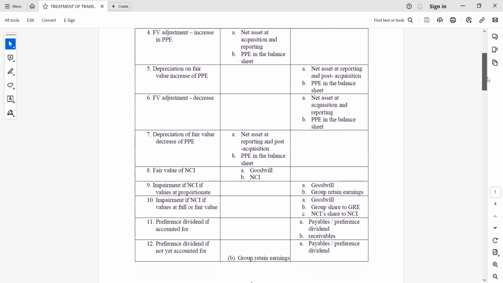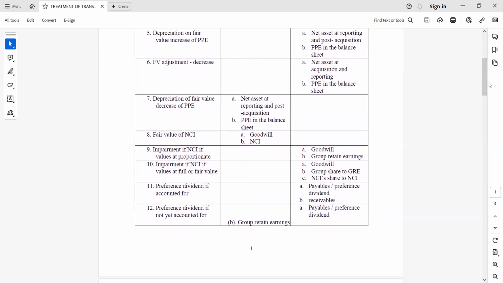Okay, so let's go to the fair value of NCI. Mostly NCI will be valued whether based on the fair value method or on a proportional basis. If NCI is valued using fair value, in that case, NCI will have a share of the goodwill. So we will take the figure to our goodwill calculation, and then it also affects our NCI calculation.